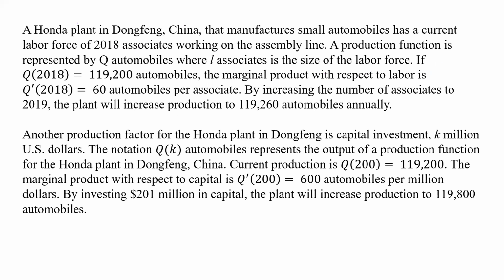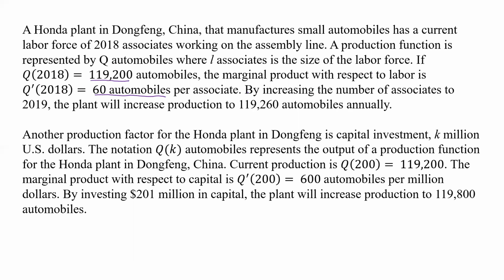Now, production function is represented by Q automobiles, where L associates, out of 2018, is the size of our labor force. Now, if we have Q of 2018, we're going to produce 119,200 automobiles. The marginal product with respect to labor is going to be Q prime of 2018, our derivative of that. And basically what we find out is we're getting 60 automobiles per associate.